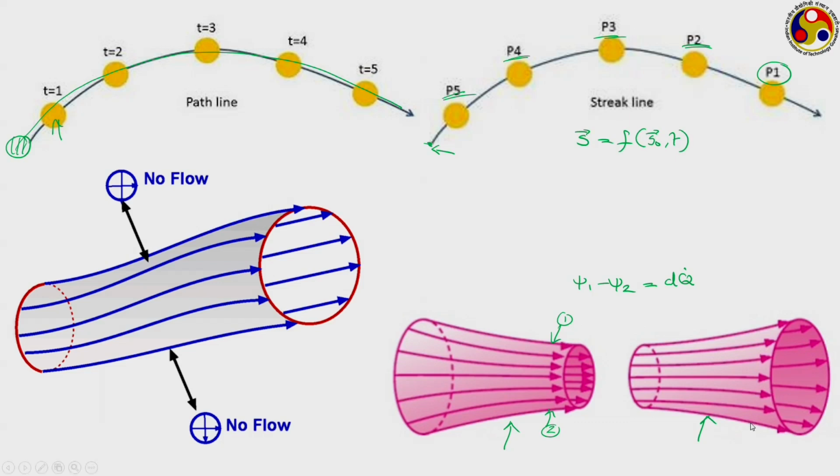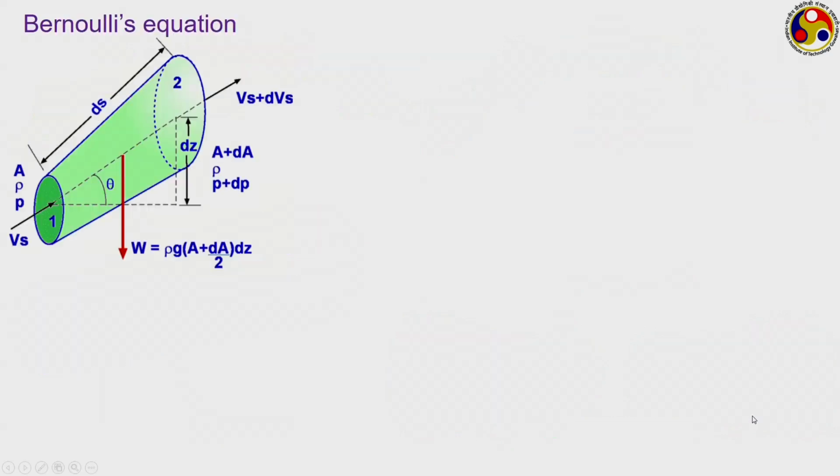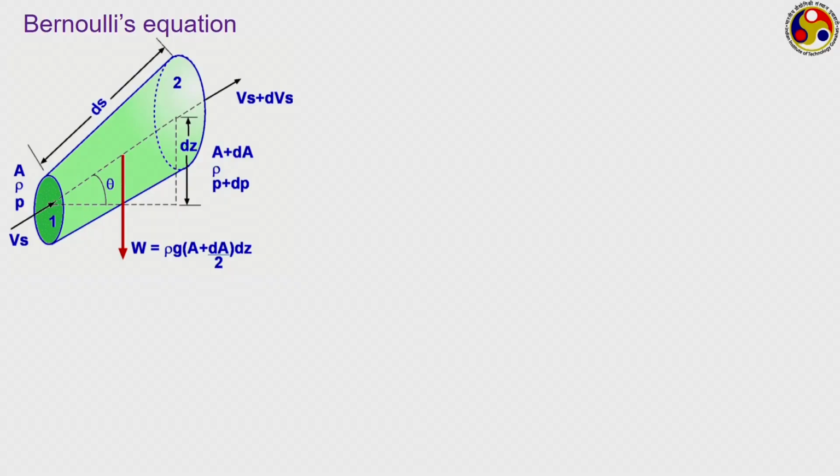Now with this idea of stream tubes and streamlines, let us move to something very well known to you, that is Bernoulli's equation. I am sure all of you know about Bernoulli's equation, but not sure how many of you know how to derive this. Actually, there are several ways we can derive Bernoulli's equation, but we shall be showing just one of the ways, starting from the fundamental conservation equations. For that, we are considering one stream tube.